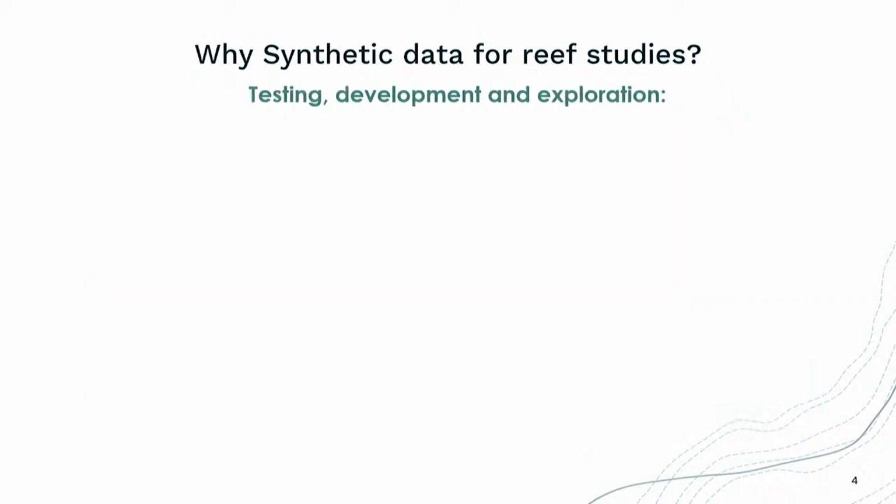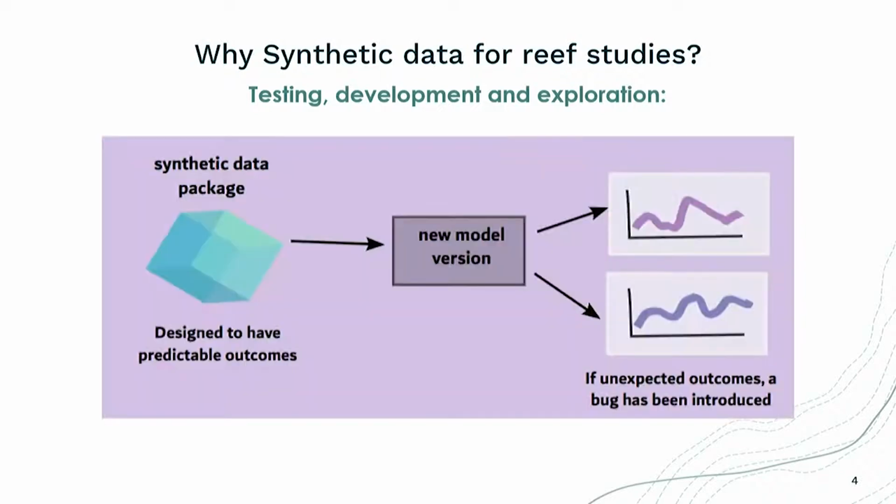Finally, and this is the example that I'm going to focus on today, you might want to use synthetic data for testing of your model during development and exploration. So you can design a synthetic test data package to have predictable outcomes. When you introduce changes in your model, as we're doing a lot in ADRIA because it's in active development, you can design that data set to have predictable outcomes. So if you introduce a change and you no longer get those predictable outcomes, you've probably introduced a bug. So you can set up an automated testing system to catch those bugs as they arise.